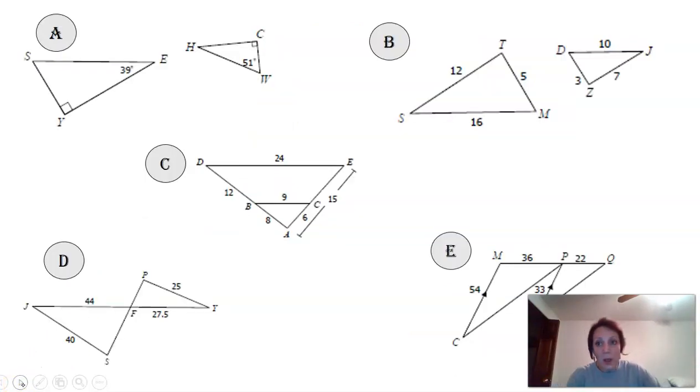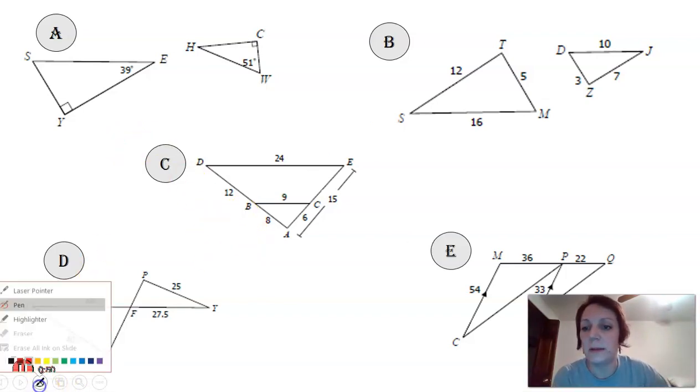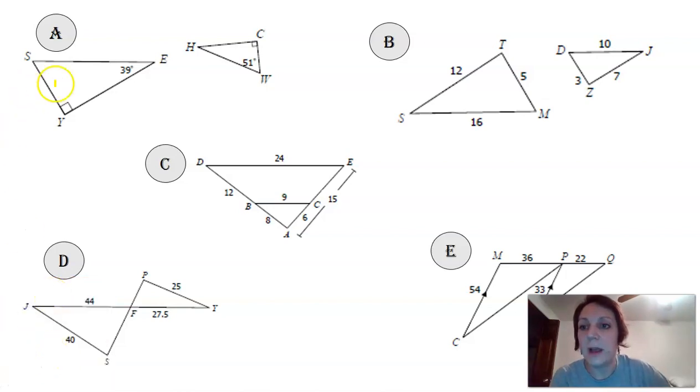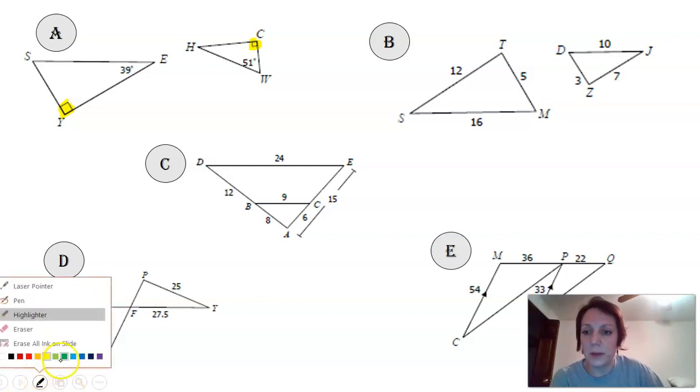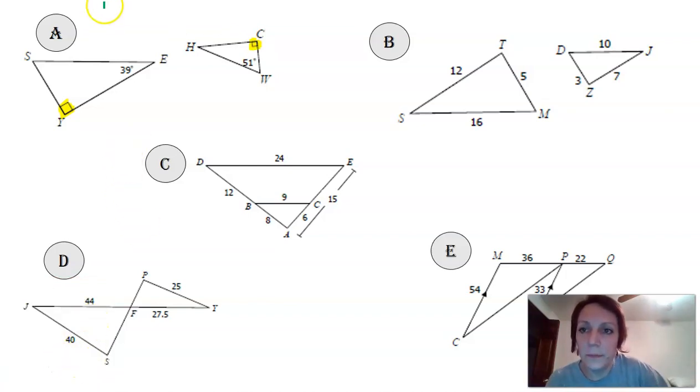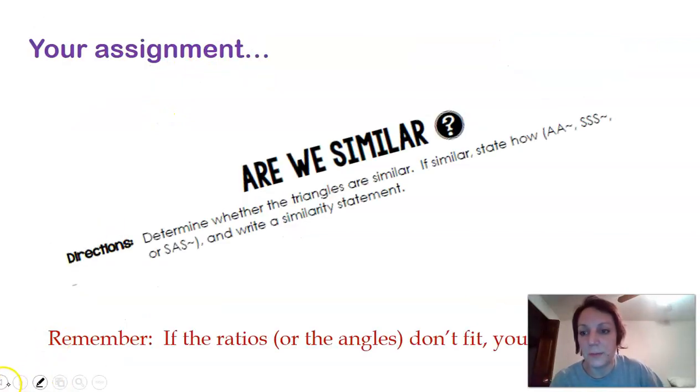Let's do some. Okay, so in A, let's see what we were given. I've got a right angle right here, which is nice, and another right angle over here. So I definitely have at least one angle congruency. Okay, and then they gave us this 39, right? But the angle that goes with it would be angle H, and they didn't give us that angle. Now, the good news is I can figure it out, right?